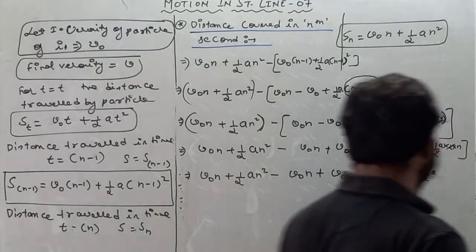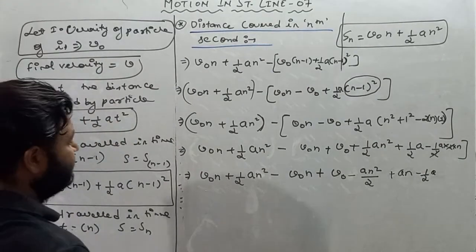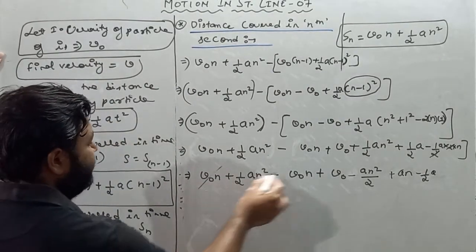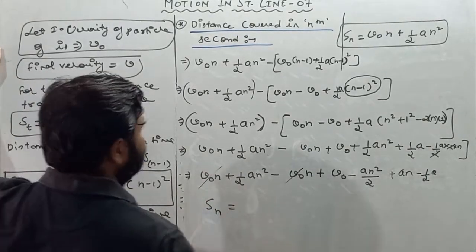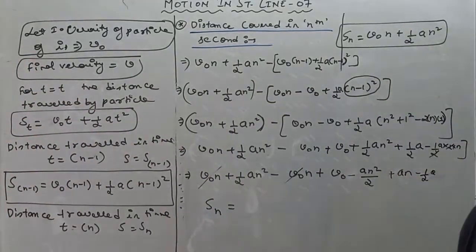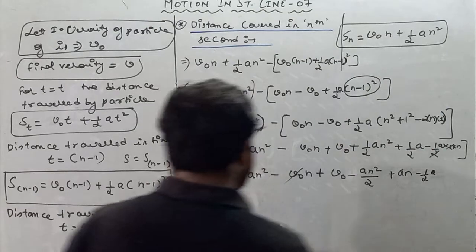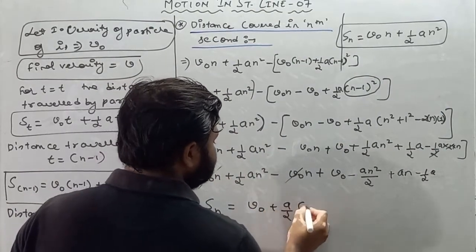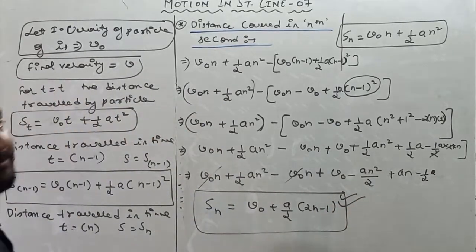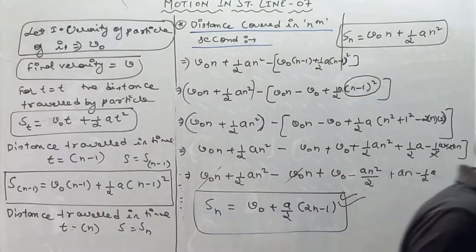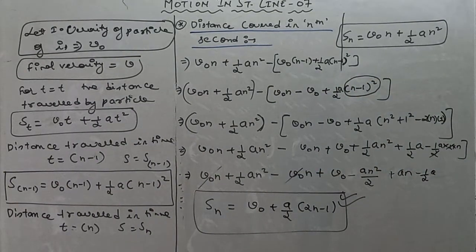So if you'll solve this equation, you'll get what, beta? Try to solve this by your own. Cancel out, v naught n gets cancelled. Try to solve more. So distance traveled in nth second. You will get v naught plus a by 2 into 2n minus 1. This is the formula of distance covered by particle in nth second. It is v naught plus a by 2 into 2n minus 1.